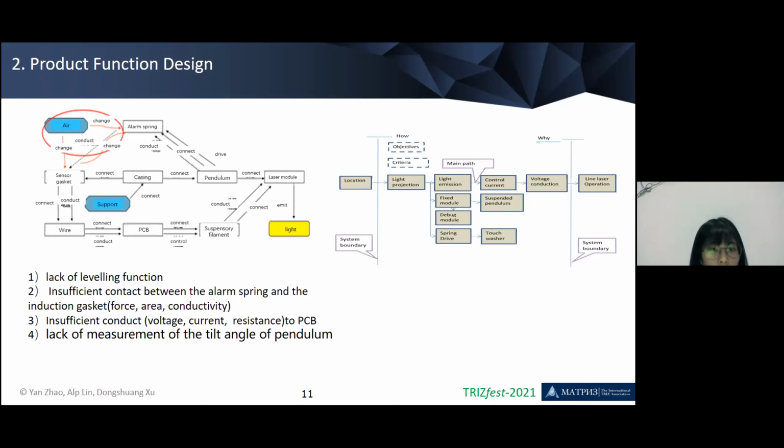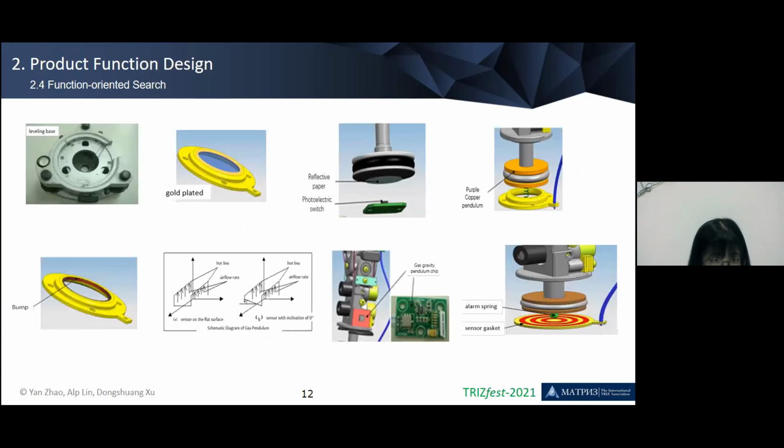Based on the function model, we can create a FAST analysis, and we can consider how to realize the structure of this function. Based on the previous four function defects, we came up with seven solutions, as you can see in these pictures on this slide. In order to improve its leveling function, we consider the super system, and we introduce the leveling base. This is our first solution.